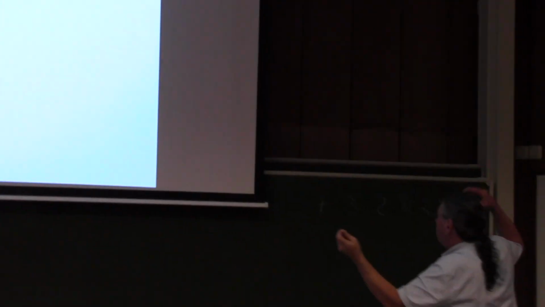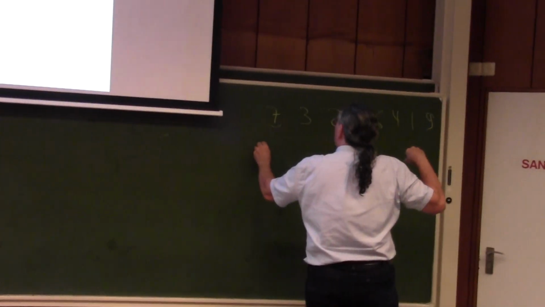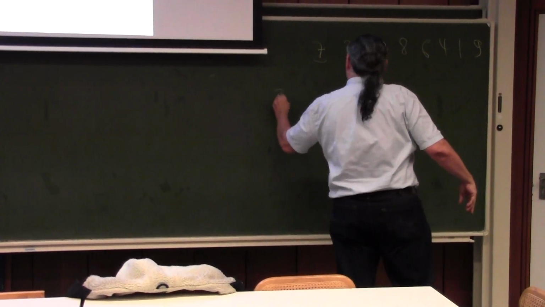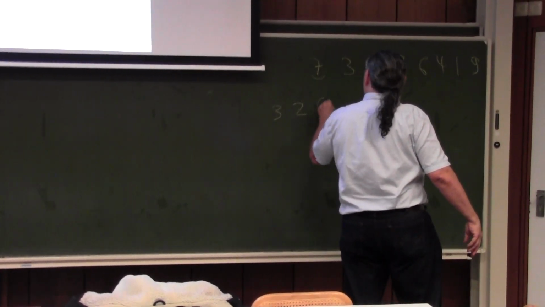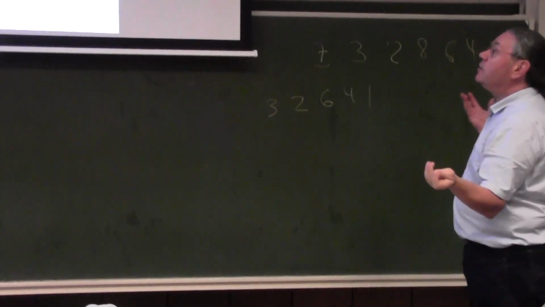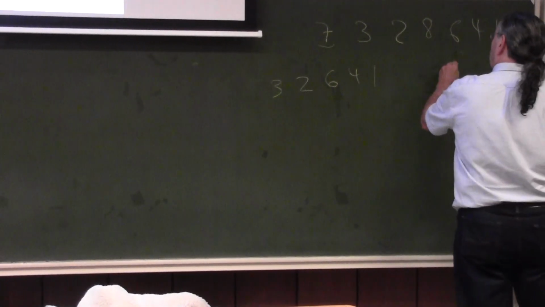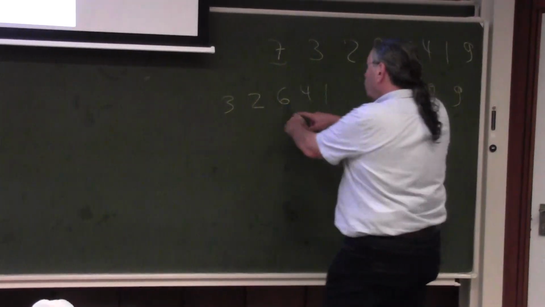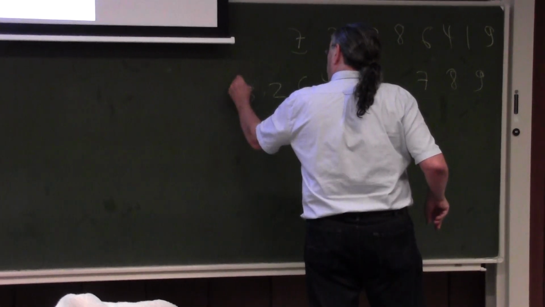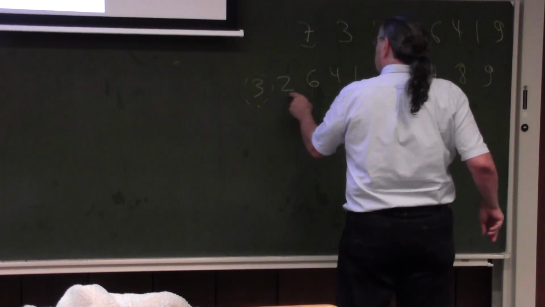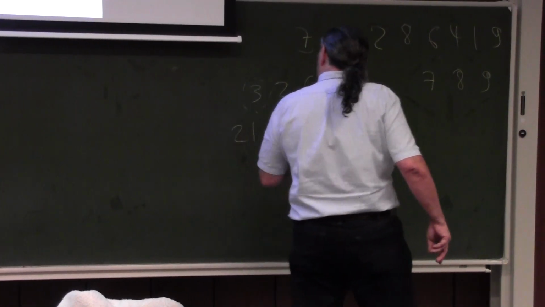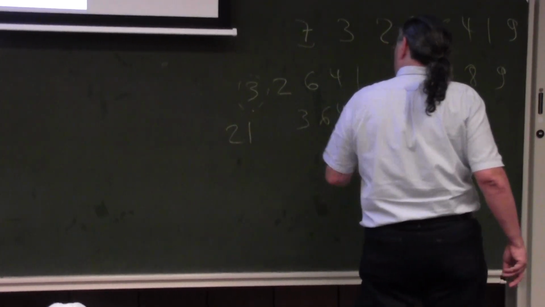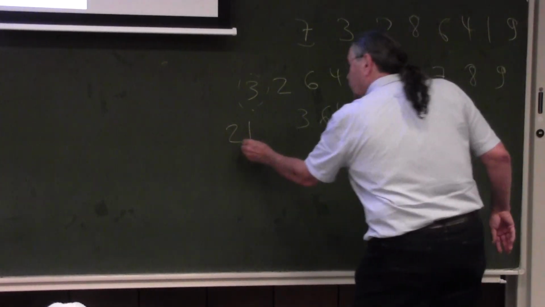I pick a pivot, let's say 7. The elements less than 7 are 3, 2, 6, 4, 1. The ones greater than or equal are 7, 8, 9. And here I would do it recursively the same. If I pick 3 as the pivot, then the elements less than 3 will be 2, 1. The ones greater than or equal will be 3, 6, 4. And I go on, but let me just sort this.